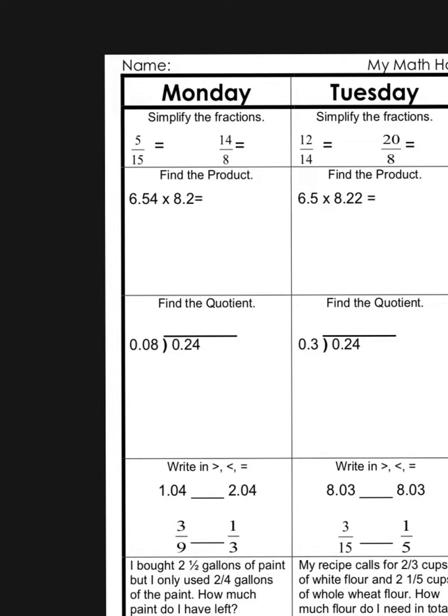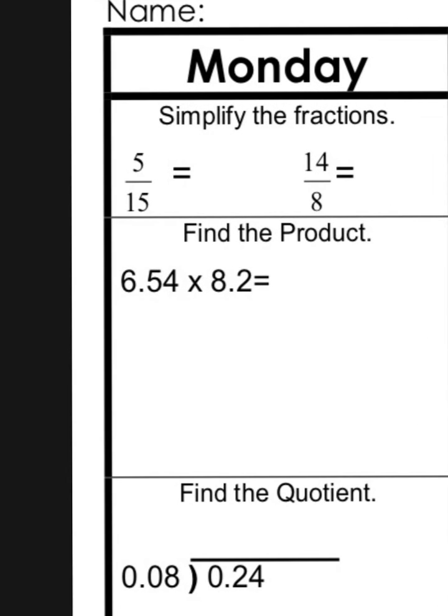So you want to ask yourself, what number can 5 and 15 be divisible by? And the answer to that is going to be, they can both be divided by the number 5. Because 5 can go into 5 once, and 5 can go into 15 3 times. So 5/15 is equal to 1/3.